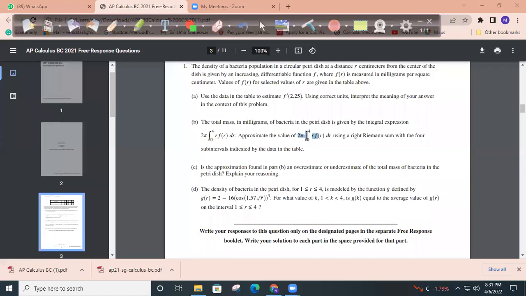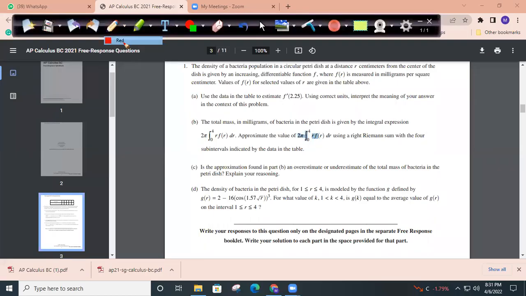So if I want to solve part D, the density of the bacteria in the Petri dish for 1 less than r less than 4 is modeled by the function g. So now they're giving the density by some function. For what value of k, 1 less than k less than 4? You might ask me, boss, this is a calculator question. Nowhere are you using a calculator.